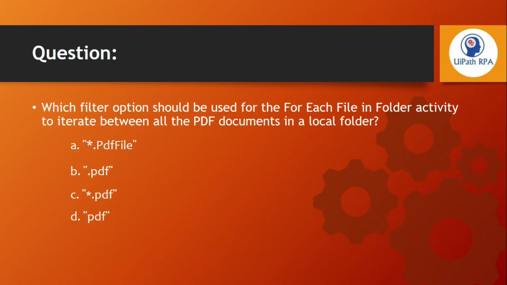Now I have one question for you. The question is, which filter option should be used for the for each file in folder activity to iterate between all the PDF documents in a local folder? We have four options: A, star dot PDF file, B, dot PDF, C, star dot PDF, D, only PDF.